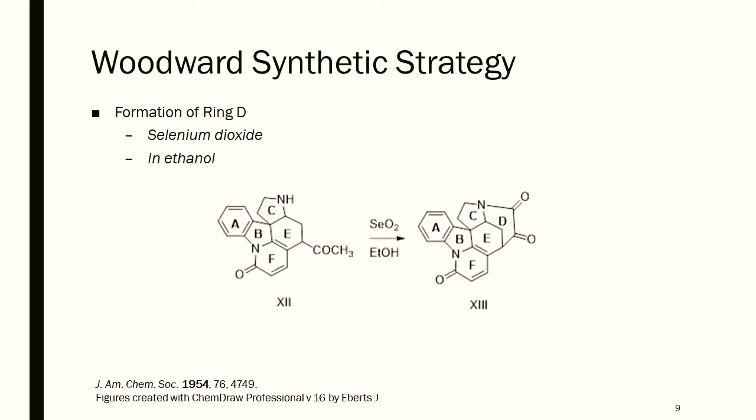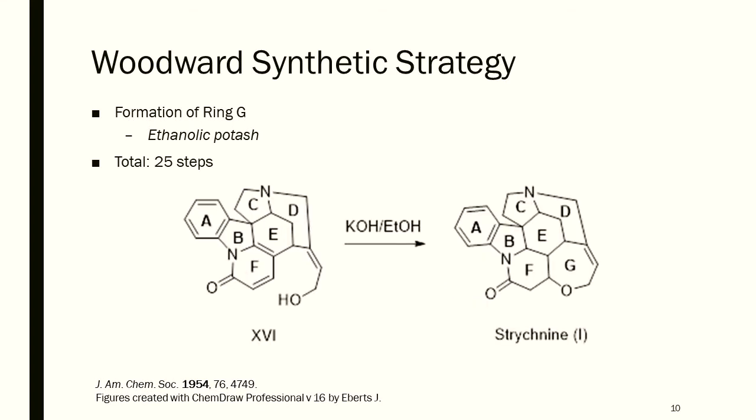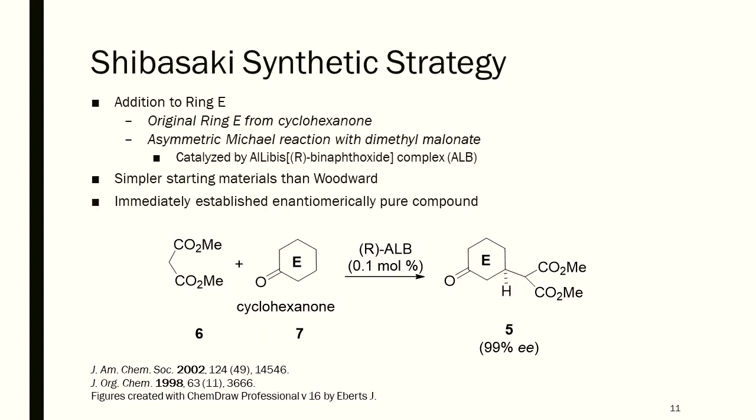Woodward next formed ring D by using selenium dioxide and ethanol. This reaction is interesting in that the acetyl group cyclizes all the way around to the secondary amine. An additional carbonyl group is gained from the selenium dioxide. Finally, ring G is formed using ethanolic potash. This involves cyclization at the hydroxy group. In total, Woodward used 25 steps to form the racemic mixture of strychnine.